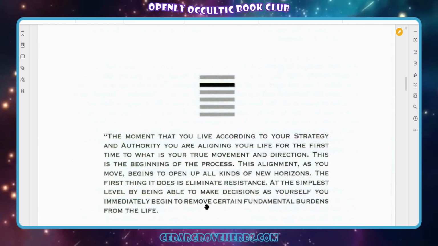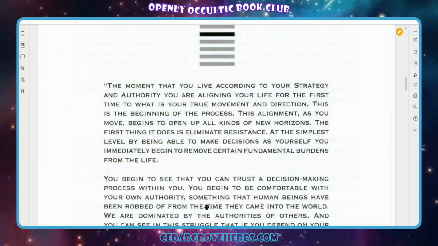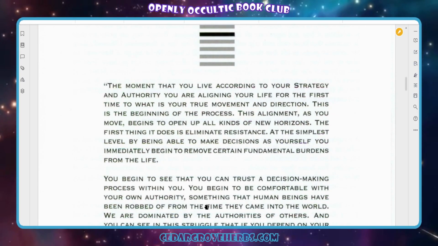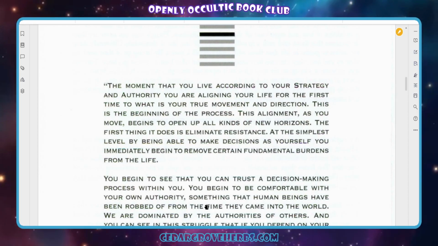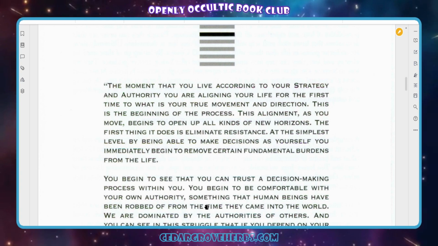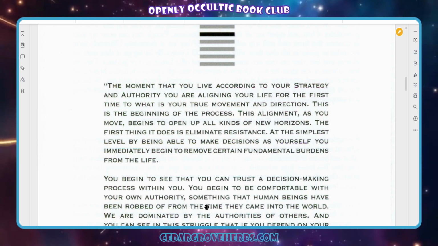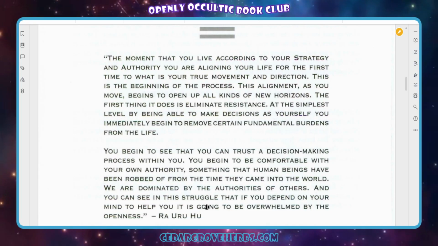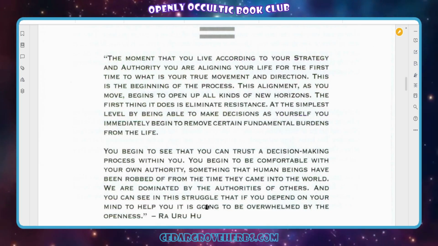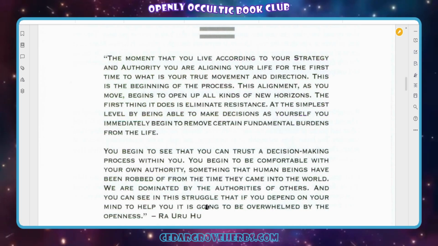Let's have a relationship with this person because I'll get a sense of who I am. The moment that you live according to your strategy and authority, you're aligning your life for the first time to what is your true movement and direction. This is the beginning of the process. The alignment, as you move, begins to open up all kinds of new horizons. The first thing it does is eliminate resistance.